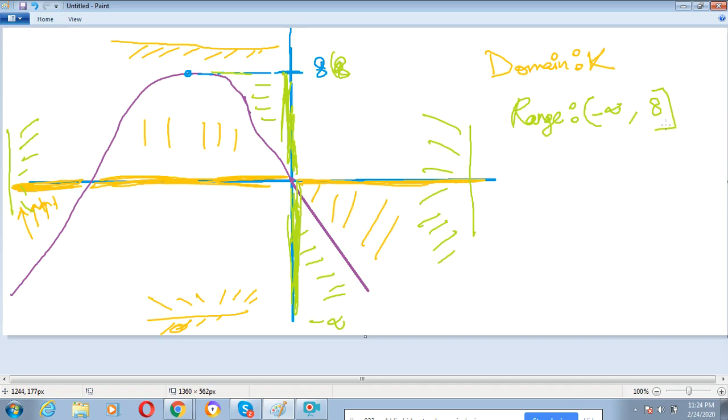Consider the function d. One thing I forgot to tell you. When we write y equals to something, or f of x equals to x square minus 5x plus 6, or y equals to x square minus 5x plus 6, x is also a variable, y is also a variable, but x is called the independent variable and y is called the dependent variable. Y is dependent on x. Of course, this is just terminology.